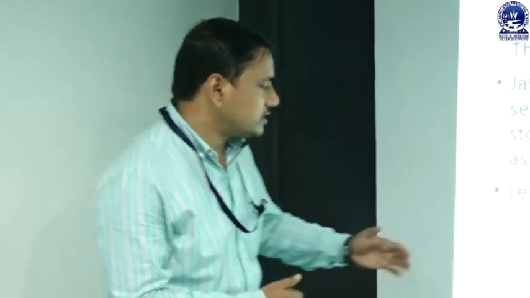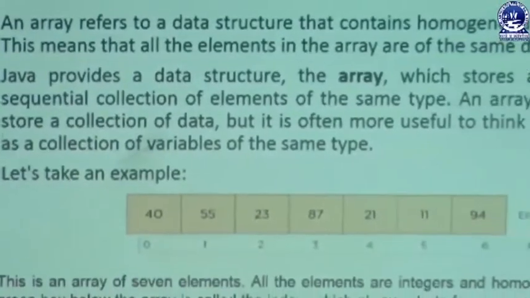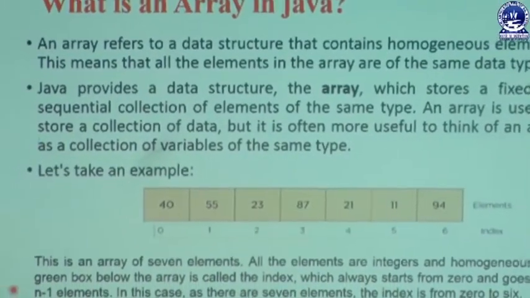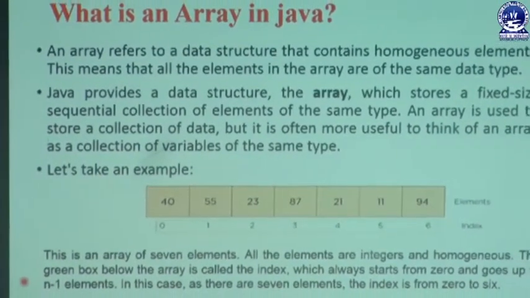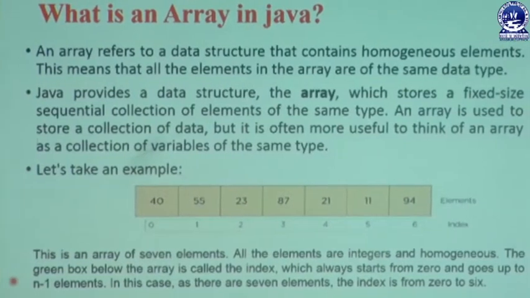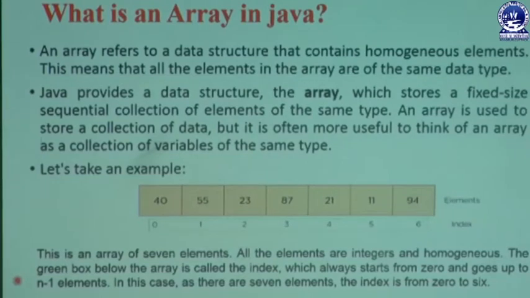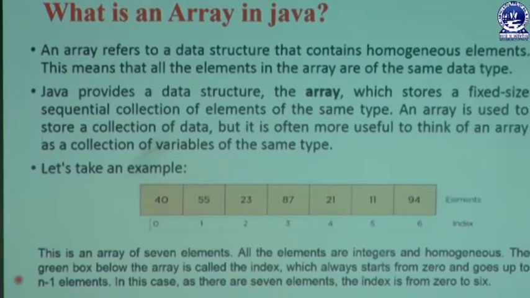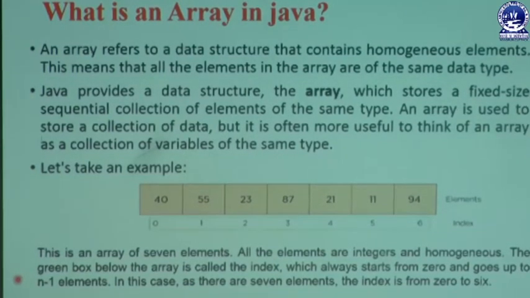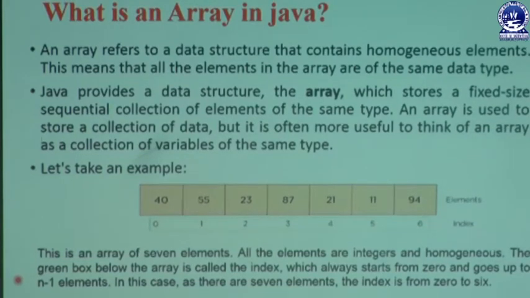Suppose this is an array of 7 elements where all the elements are integers and of homogeneous type. Here the array size is declared as 7, but in an array the memory locations start from 0 to n minus 1. In that case we can locate our elements in the array through 0 to n minus 1, meaning 0 to 6. 0 to 6 means 7 elements.